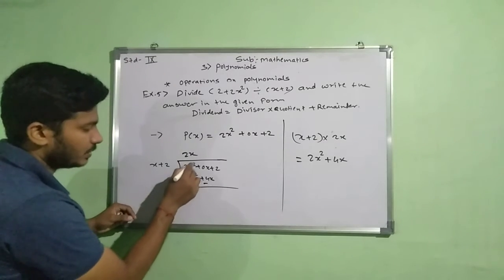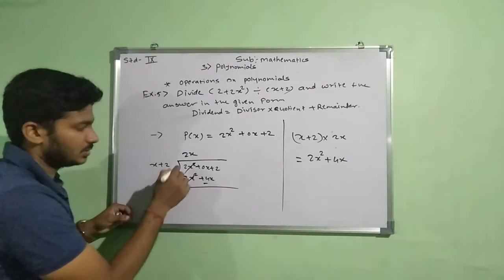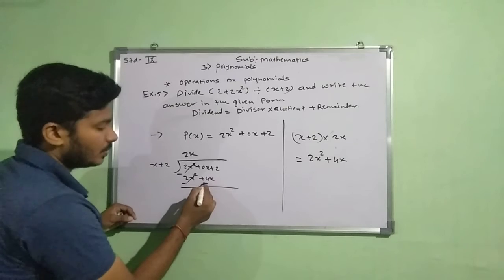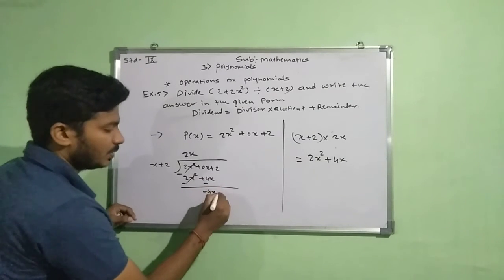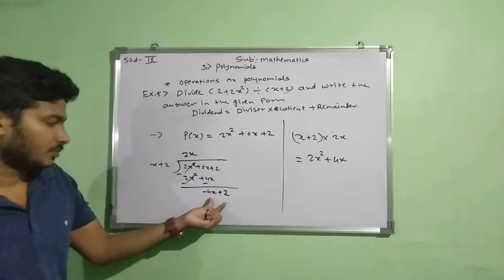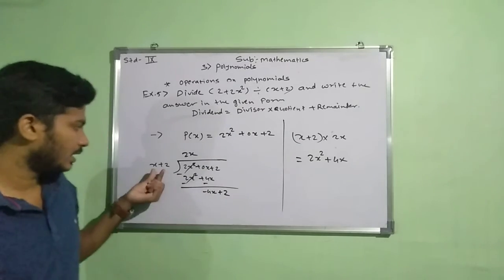Now 2x square minus 2x square will become 0, that will neutralize, and now 0 minus 4x, so it will become minus 4x. Now that plus 2 will come below. Now we have minus 4x plus 2, and here we have x plus 2.